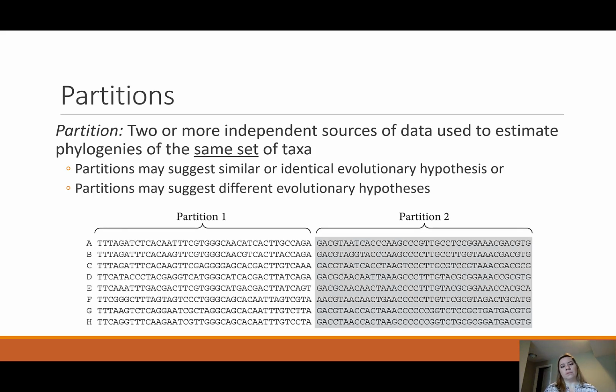And just to show you what a partition might look like, this is based on DNA, of course, you've got partition 1 and partition 2 of the same group of taxa, species A through H, and those different partitions are going to give you either a similar answer or two different answers. And so we're going to talk about how you deal with those differences. Do you reject one of the data sets or do you accept both of them, right?